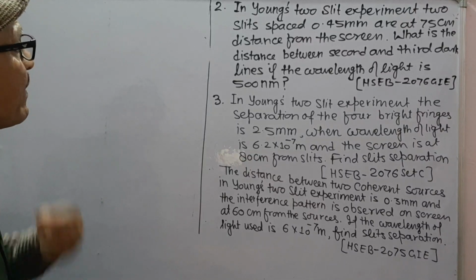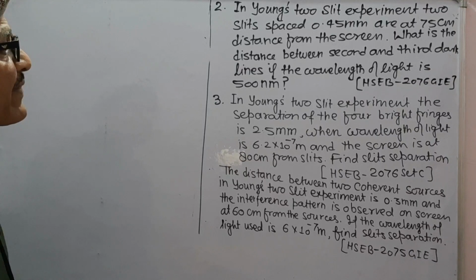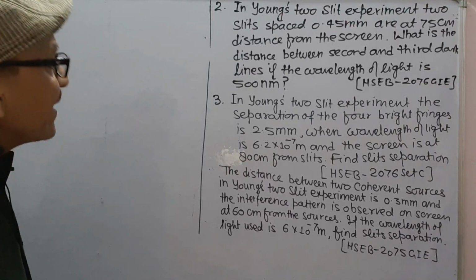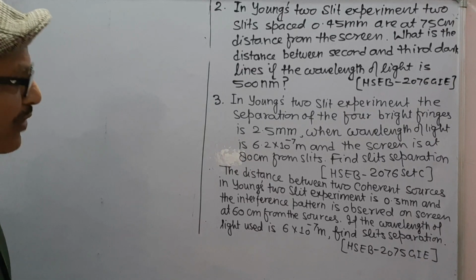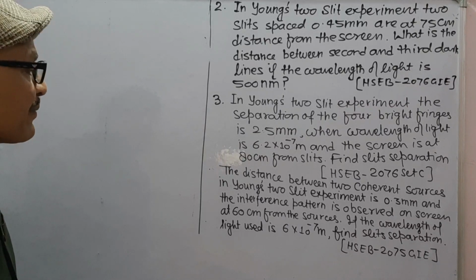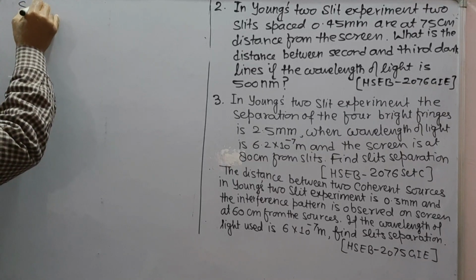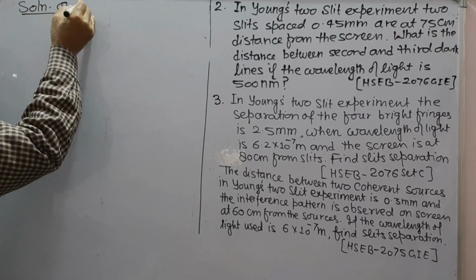Next, question number 3. In Young's two-slit experiment, the separation of the 4 bright fringes is 2.5 millimeter when the wavelength of light used is 6.2 into 10 to minus 7 meter and the screen is at 80 cm from the slits. Find slits separation. Solution to question 3.